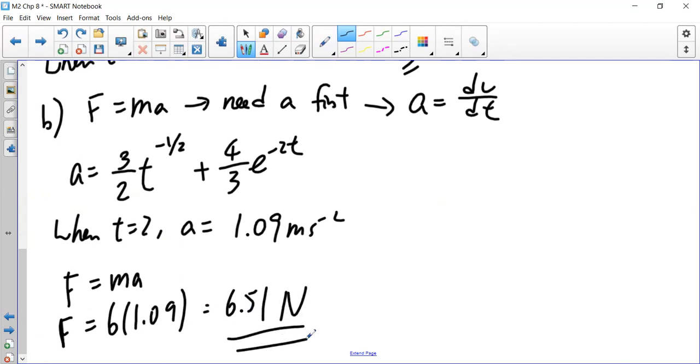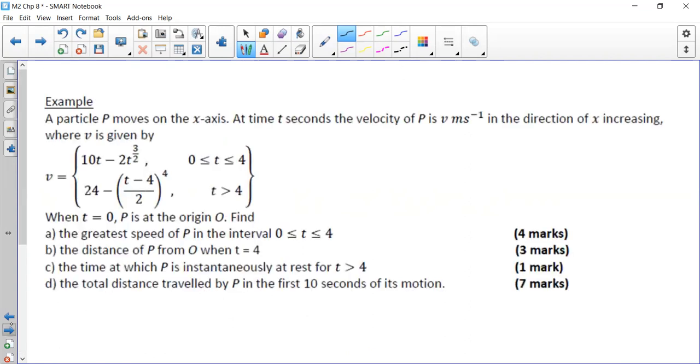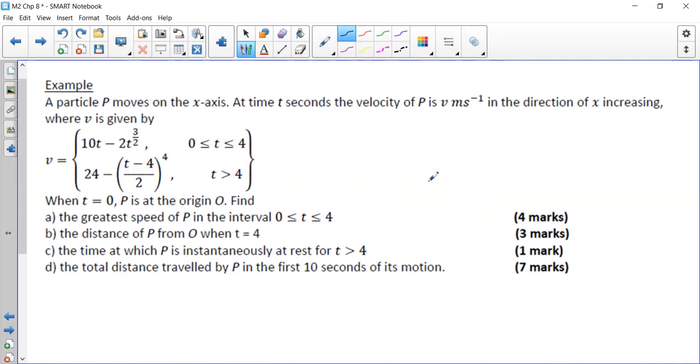Okay, nice and straightforward. Next one, a little bit more complicated. This question is 7, 8, 15 marks, especially the last part, we'll see why. Example: the particle P moves on the x-axis. At time t seconds, the velocity of P is v meters per second in the direction of x increasing. It's like this. So this is a discontinuous function, with two parts.